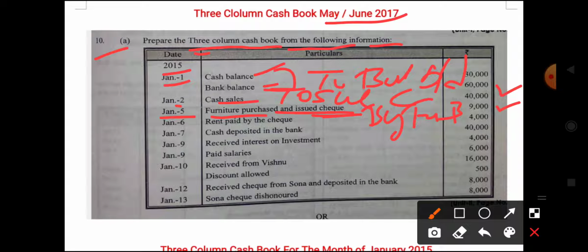Okay, next, rent paid by check. So this is also 6th January transaction. By rent you will write by rent, amount in bank column.